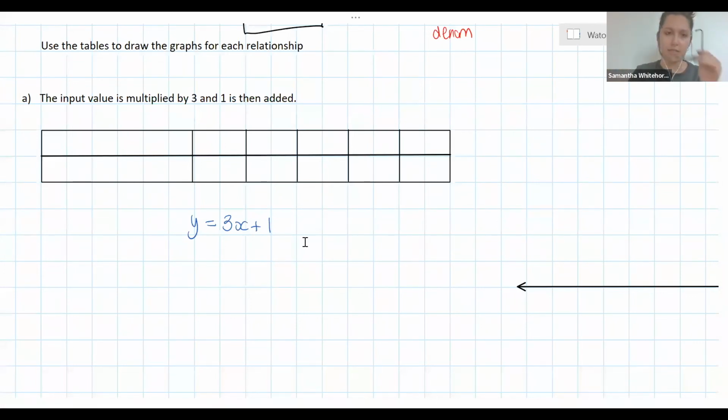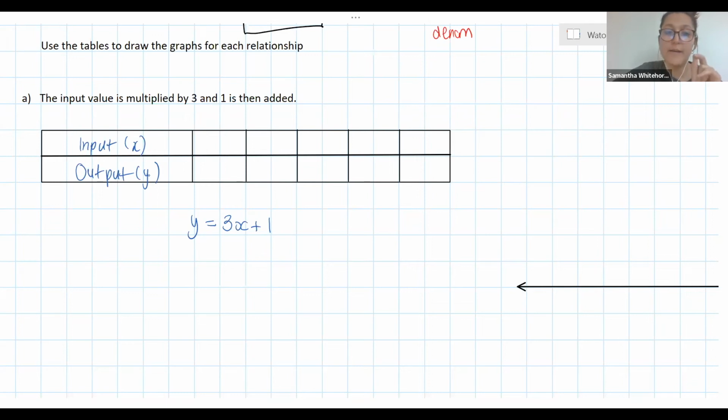We now need to fill in this table. Now our input always goes at the top because this is our independent variable. We spoke very briefly about dependent and independent variables. And basically x can be anything. It's y that depends on x. I have to do stuff to x in order to get y. So y depends on x. Now, what is also really important to note is that you can pick any values for x. As long as you apply the specific rule that you're working with, it doesn't matter what your input is.